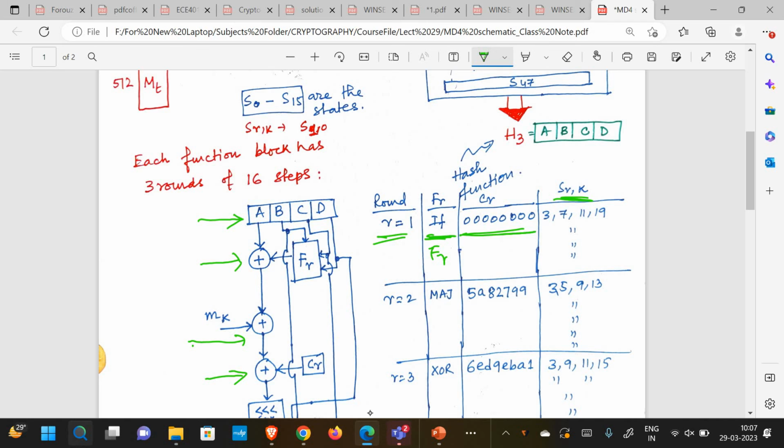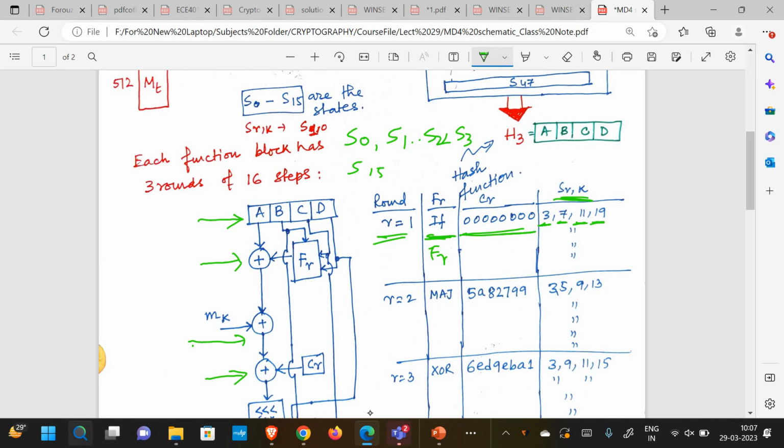For example, as I told already, last day I had written it down. Suppose I am at S0 state, round 1. It means that we have to shift the bits right by 3 bits. When we are at S1 state, the rule is we have to shift 7 bits to the right for the existing bit structure. Similarly, S2 will have 11 bits right shifted, and S3 will have 19 bits right shifted, and this will go on until we reach S15. This is for one round.